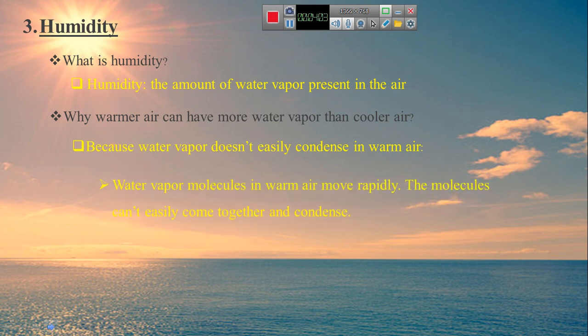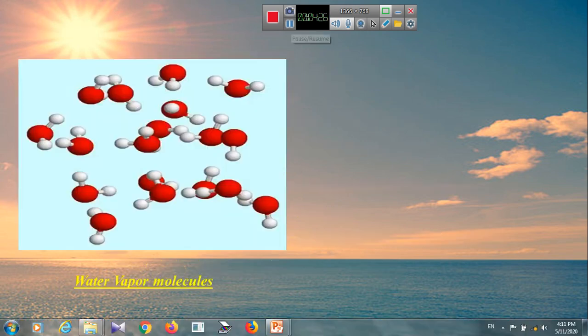Water vapor molecules in warm air move rapidly. The molecules can't easily come together and condense. For cool air, water molecules in the air move closer together. Some of them collect, allowing condensation to take place.